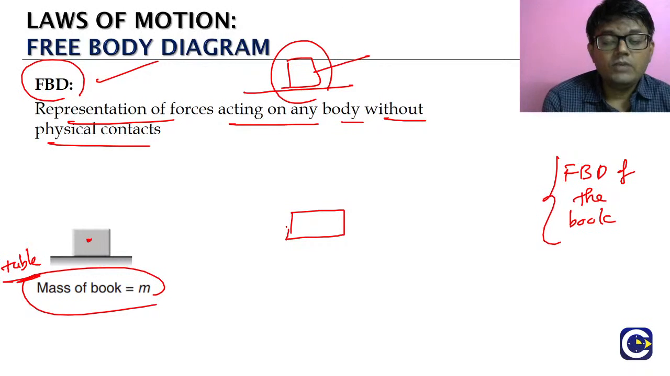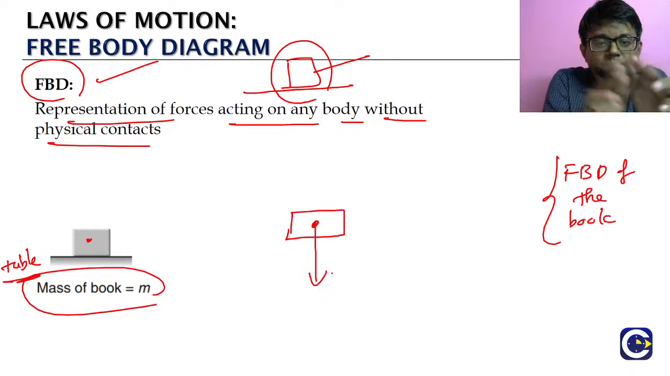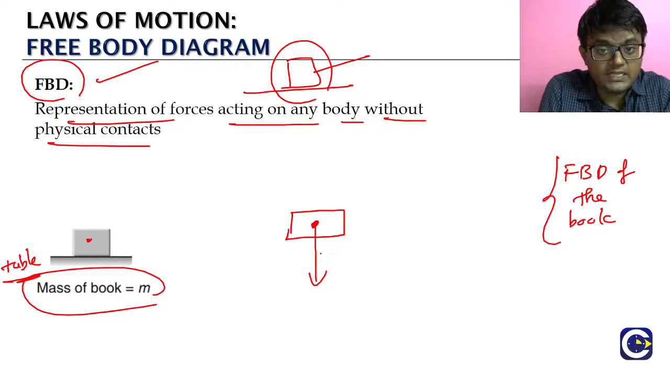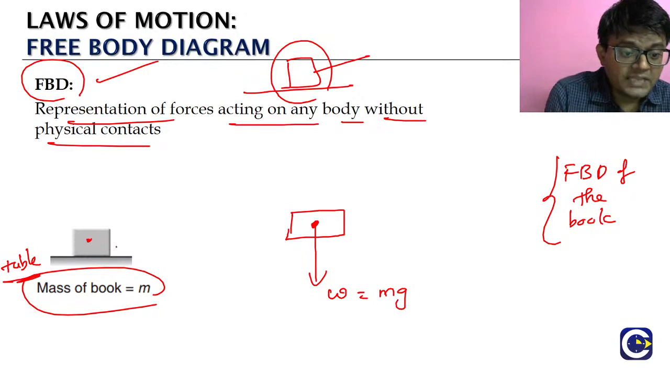Then we know every object will experience weight. If the object is symmetric, then the weight will be acting from the center of the object, at the center point. Generally we will represent the weight by the symbol W. What is the value of the weight? M into g. So that's done, weight is over. Then look here, the book is in contact with the table.